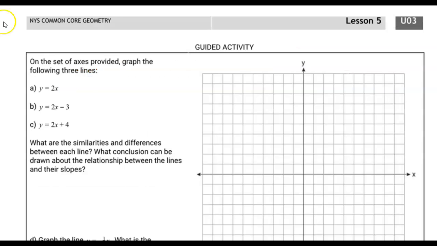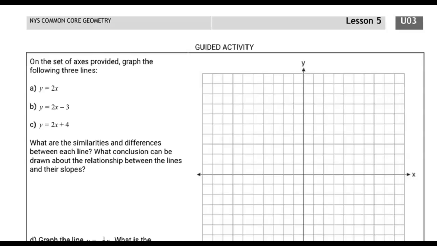Moving right along. In this guided activity, it asks us to graph the following 3 lines and asks us to identify some similarities and differences between each line. So all of these lines have a 2 as their slope. I want you to notice that right away. And they have different y-intercepts. This y-intercept is 0 because there's no constant term. This y-intercept is -3, and this y-intercept is 4.